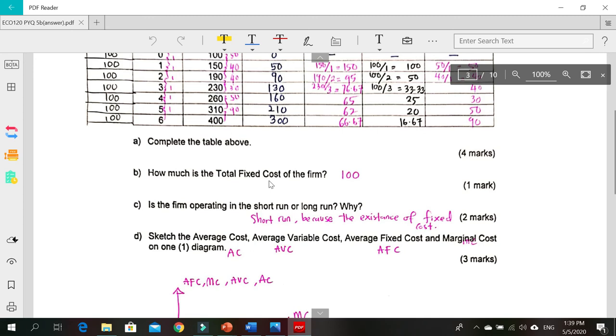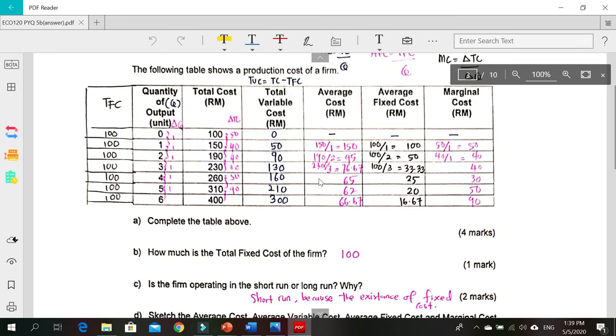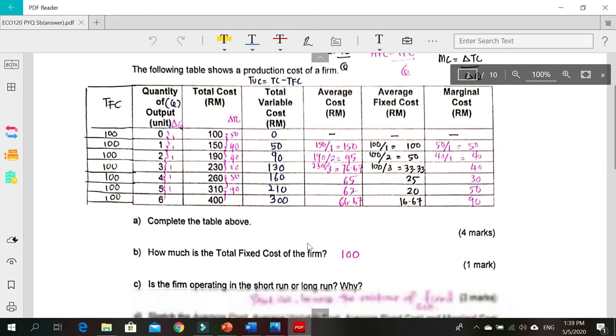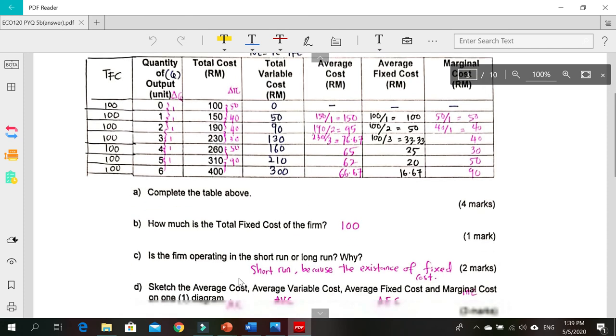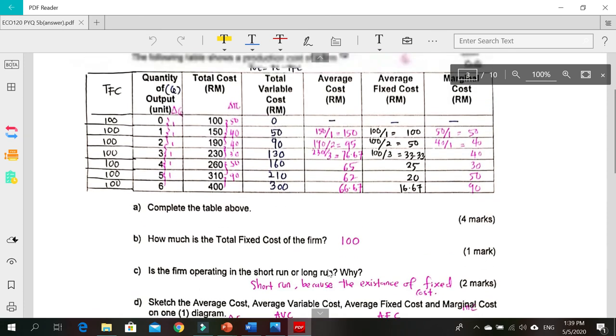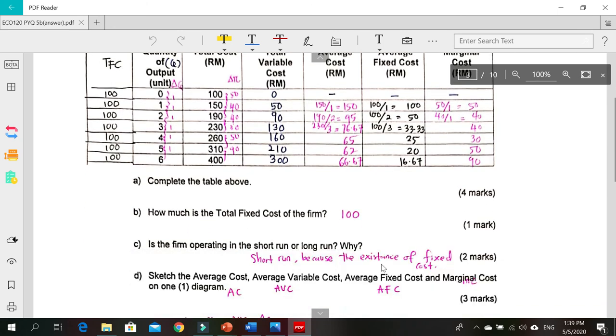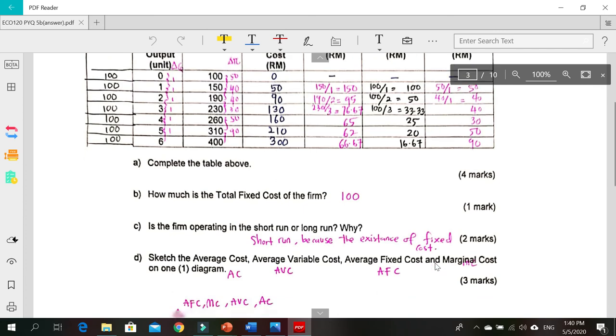Okay, how much is the total fixed cost of the firm? Okay, it's not given there, tapi tengok quantity equals to 0, the value of total cost is 100. So you know that this is total variable cost equals to 0. So apakah nilai ni? Ini adalah total fixed cost. It's 100. Is the firm operating in short run? Jawapan dia short run. Sebab kat sini ada mention pasal fixed cost. Okay, so you boleh terus jawab the existence of fixed cost.